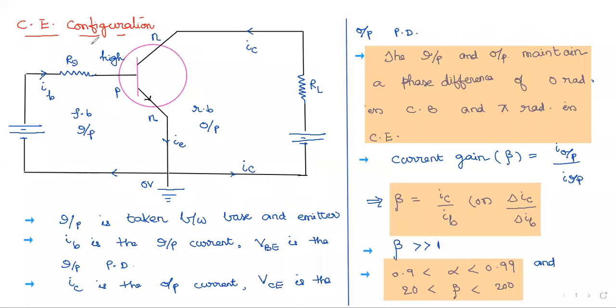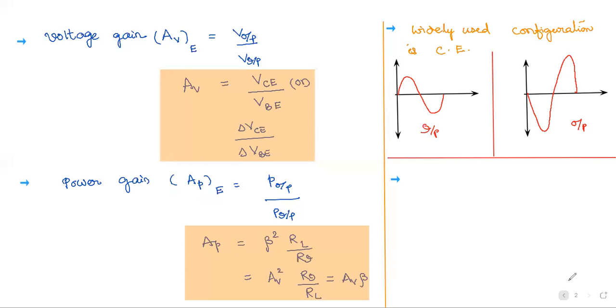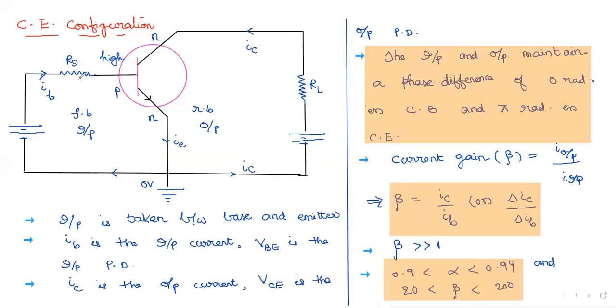Suppose I come to my part, that is the common emitter configuration. If I want to study the input and output characteristics here, input output means how much input voltage you are giving and how much output voltage you are getting, just to measure. It is just like an experiment. Experiment means I require the voltmeter and ammeter to measure the currents and voltages.